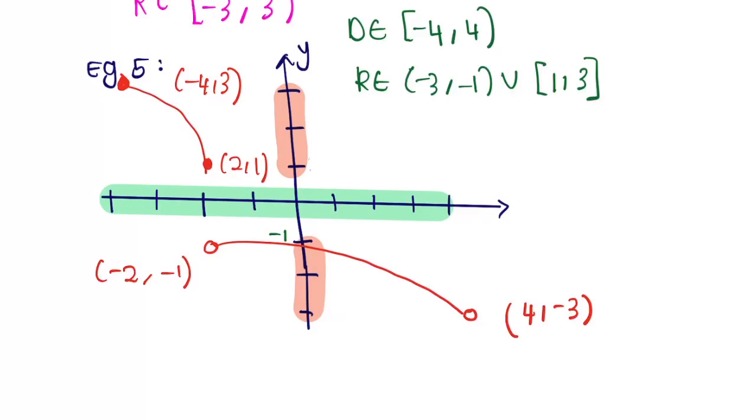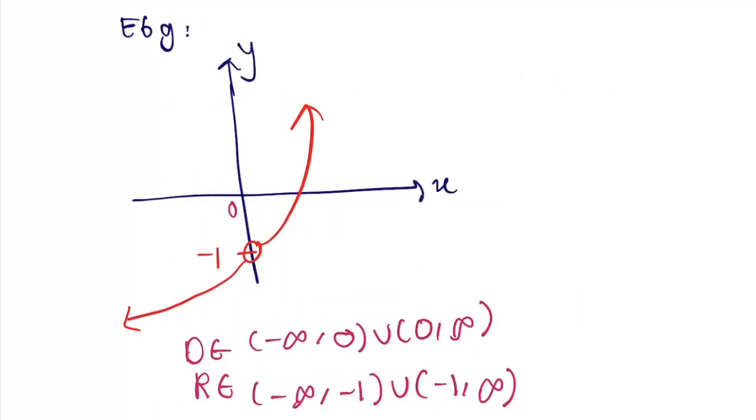So let's conclude our answer. The range is from minus 3 until minus 1 not included, union 1 until 3 included. Now let's see the final example. So this is the graph. So your domain goes from negative infinity up until 0, and you must stop here for a while because you have a hole here, and then continue again 0 until infinity. So this is your answer: minus infinity until 0, not included, union, not included, 0 until infinity.